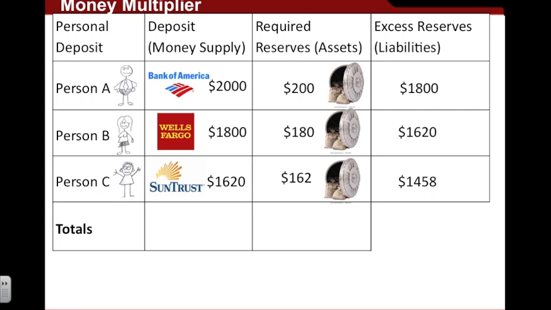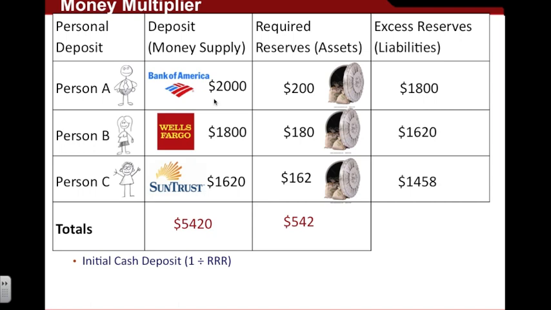Now, this is, again, a little bit of math theory, but it could potentially work this way. So you can see that in our example, with just 3 people depositing money, that the money supply grew to $5,420 off the original $2,000. And of course, in our required reserves are $542, the 10% of the $5,420.